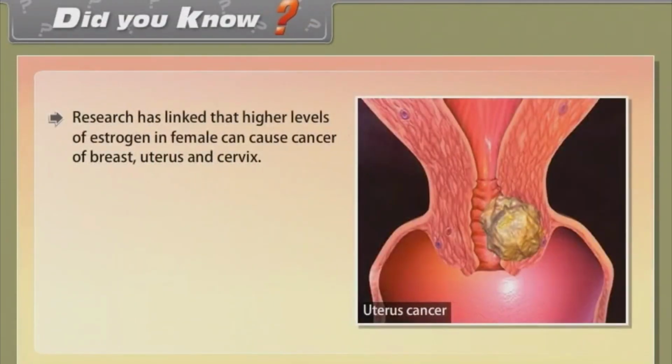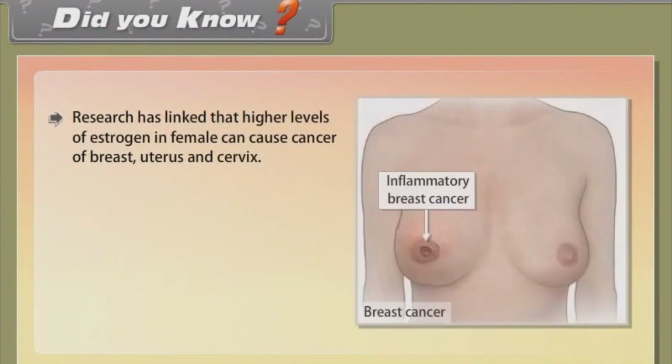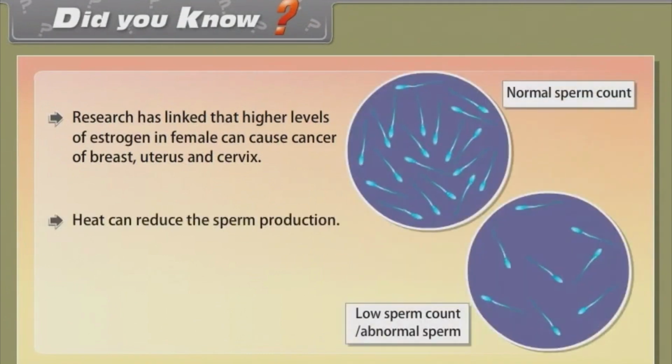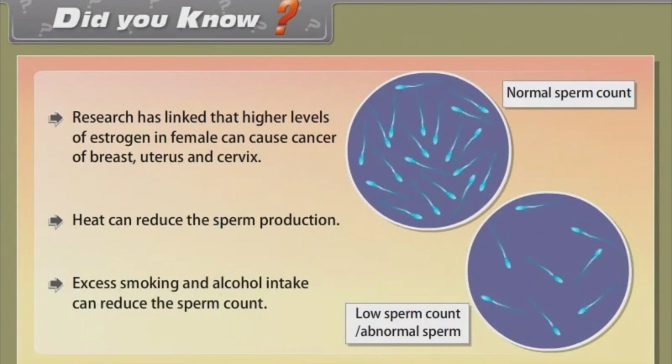Did you know? Research has linked higher levels of estrogen in females to cancer of the breast, uterus, and cervix. Heat can reduce sperm production. Excess smoking and alcohol intake can reduce the sperm count.